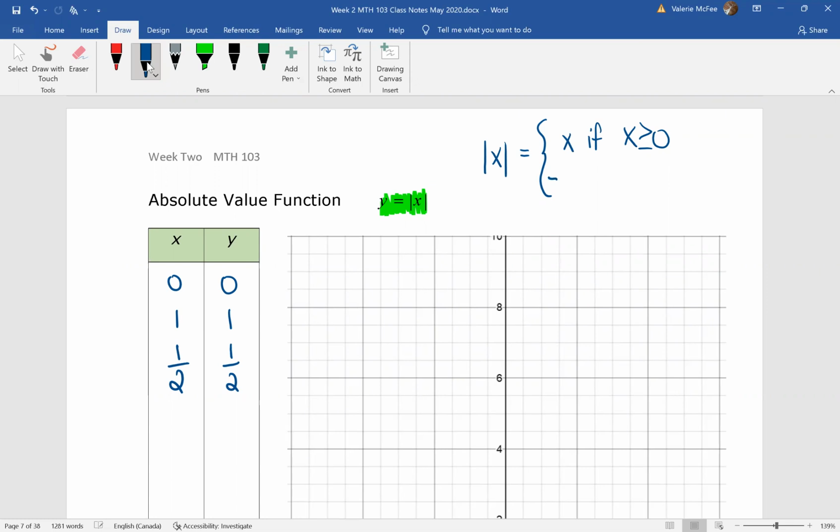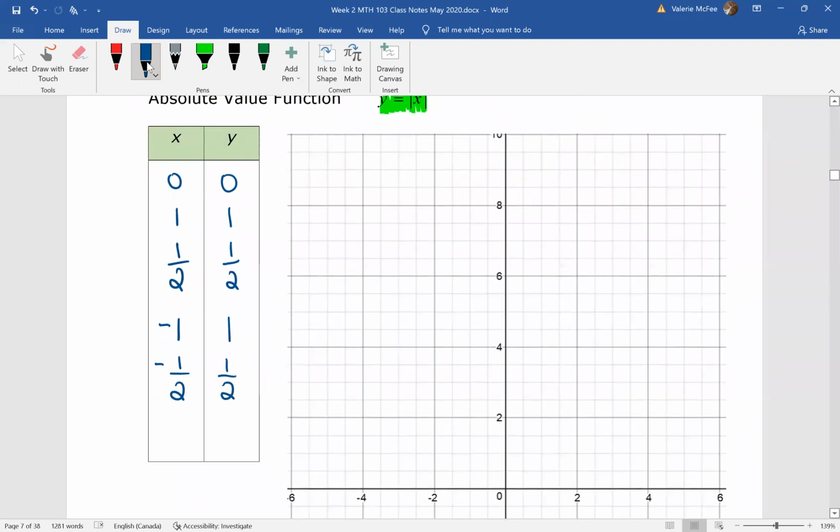We said that if x is less than 0, then the absolute value of x is the opposite. So when x is -1, then our absolute value is +1. When x is -1/2, the absolute value is +1/2. And so we have this graph that forms a V.